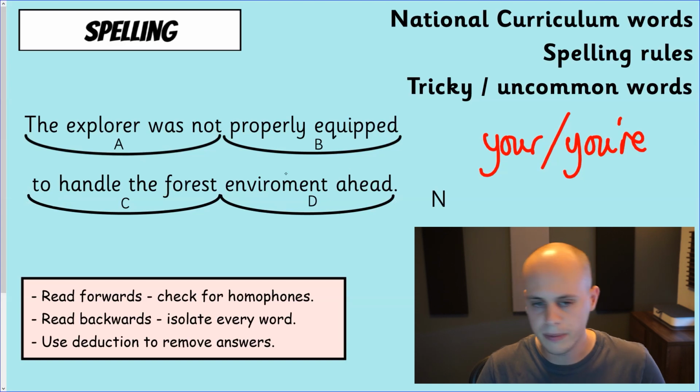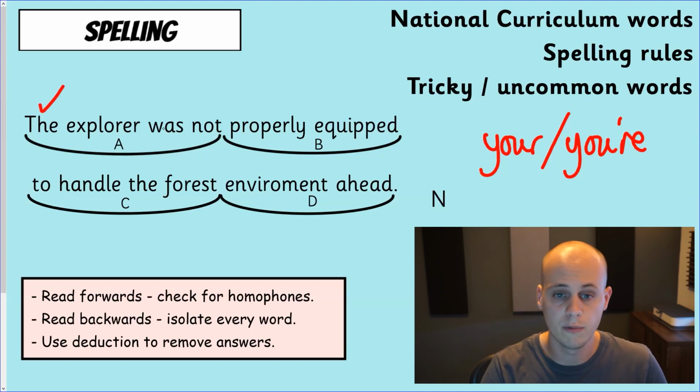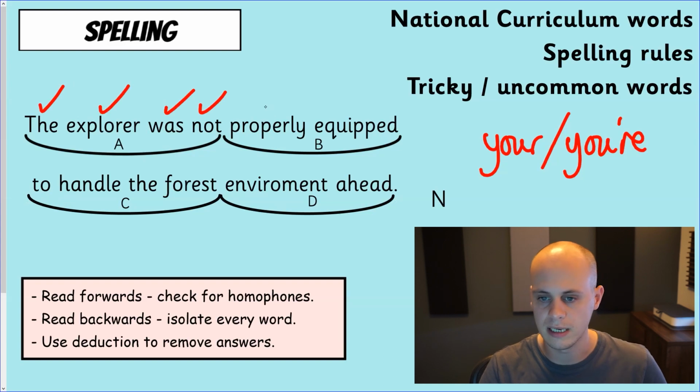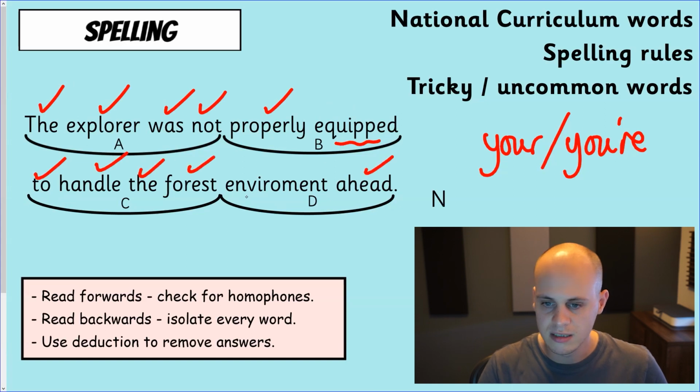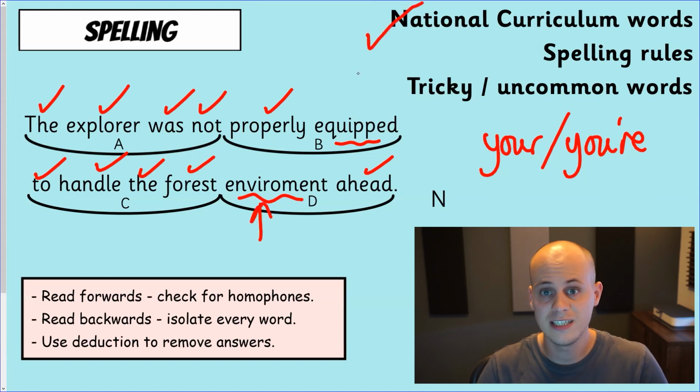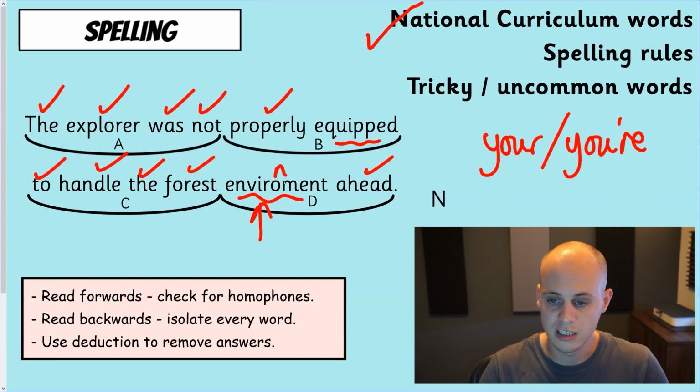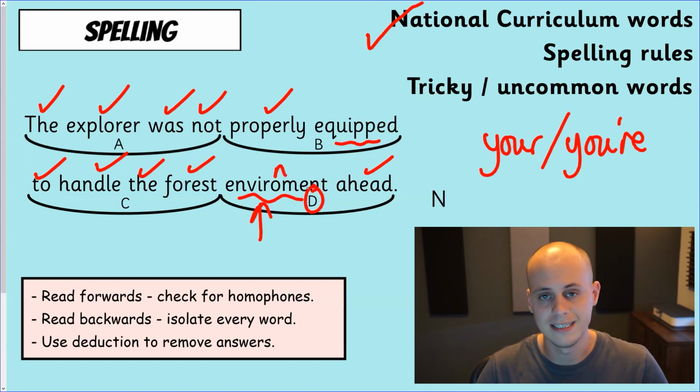If it's still not jumping out at you, use some deduction, tick off words that you know are correct. I'm happy with that. In fact, I know Explorer is spelled correctly. I know properly is, maybe not too sure about this word. I'm happy with these ones. Oh yeah, so I'm down to two. And at this point, I might be thinking, oh, environment. I know this is one of my national curriculum, year 5, 6 words. And I know environment is spelled with an N here. So my answer is D.